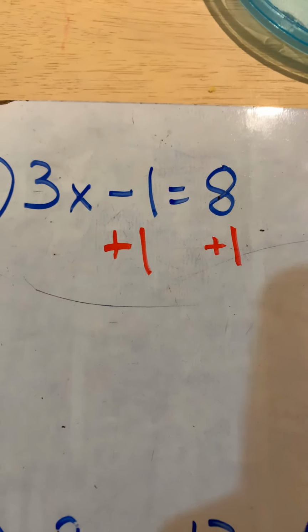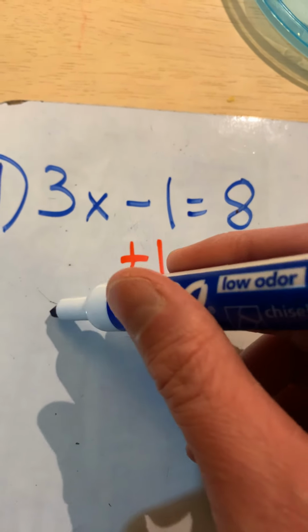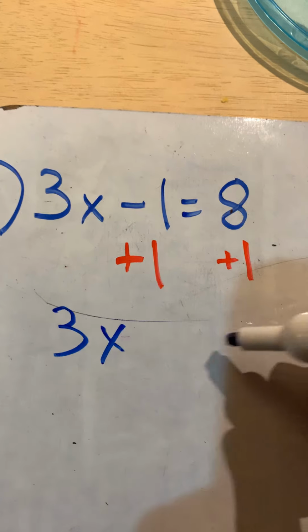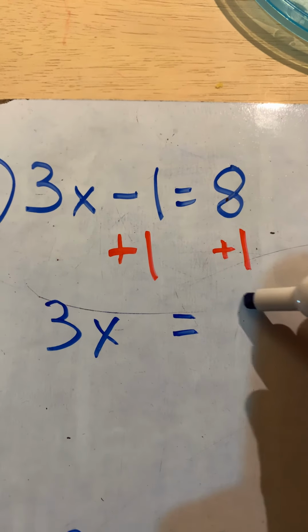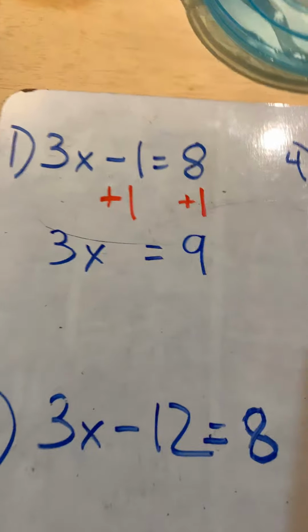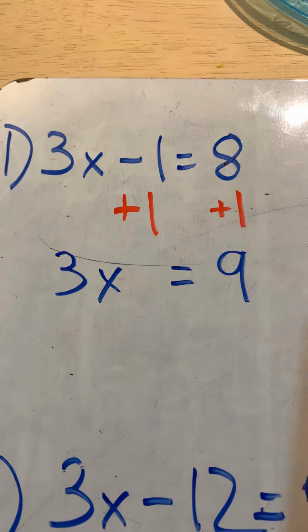Then I see what's left as I work down the page. Well, minus 1 plus 1 go away, so I'm left with 3 multiplied by x. And on the other side of the equal sign, 8 plus 1 is 9. Now I'm left with 3x equals 9, or 3 multiplied by a number equals 9.